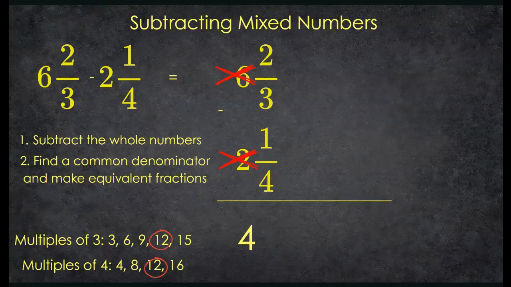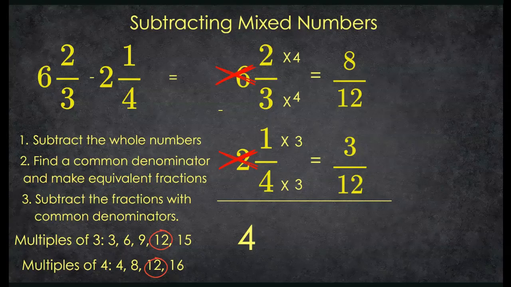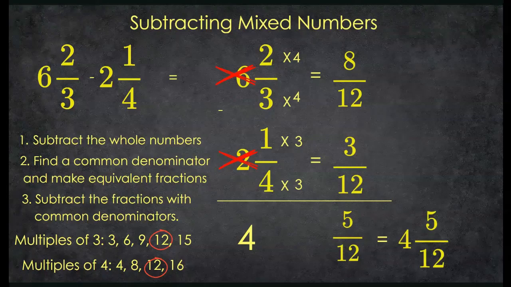So I'm going to times 2/3 by 4 to make 12. And I'm going to times 1/4 by 3 to make 12. My new fractions are going to be 8/12 and 3/12. I am now able to subtract. 8 minus 3 is 5, and I'm going to be over 12. Combine your whole number and fraction, and I get 4 5/12.